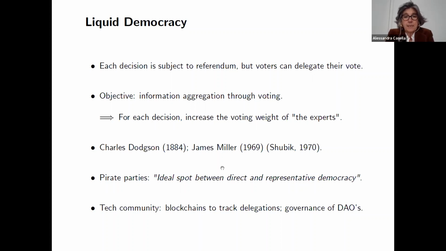As I said, it has been used, in fact, by pirate parties, especially in Germany. So there is a large community in Germany that has been using and talking about it as the golden medium between direct democracy and representative democracy. Better than direct democracy because you can delegate to experts, better than representative democracy because you don't have this group of entitled representatives.